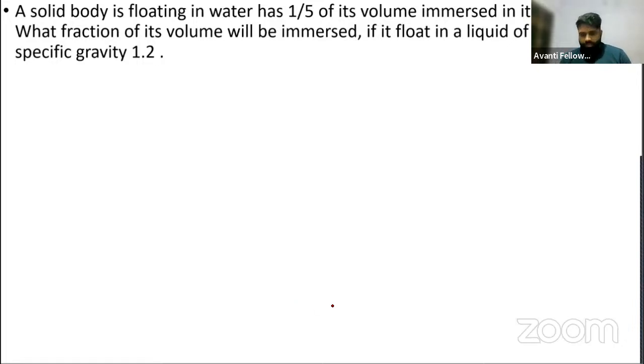Now, try to solve this question. This is from the Archimedes principle. A solid body is floating in water, has 1 by 5th of its volume immersed in it. 1 by 5th of the volume of that solid body is inside. What fraction of its volume will be immersed if it floats in a liquid of specific gravity 1 by.